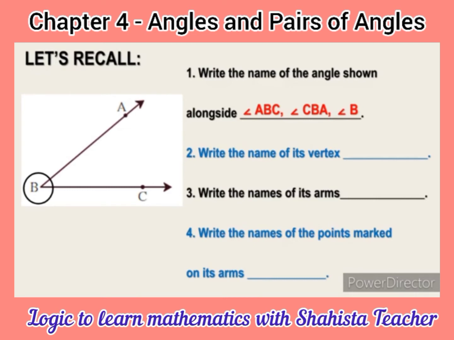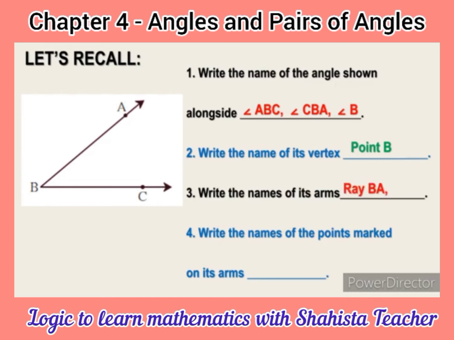And here two sides are given, that is side AB and side CB. Is that clear? So we can say that here are two angles, angle ABC and angle CBA, and B is the vertex point. Write the name of its vertex. So yes, point B is the vertex point. Write the name of its arm. So AB and CB. So we can write here side AB and side CB.